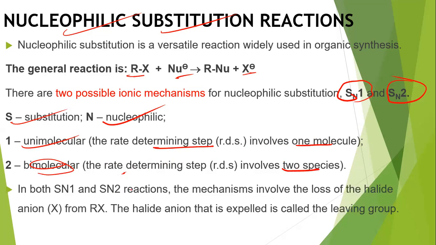Now we are saying that in both SN1 and SN2 reactions, the mechanism involves the loss of a halogen anion from the RX. In these two reactions, we lose a halogen. The halogens are called leaving groups. Generally, we know halogens like chlorine and bromine to be good leaving groups. So they leave and abstract the electrons that were shared with the carbon, leaving a positive charge on the carbon, right?